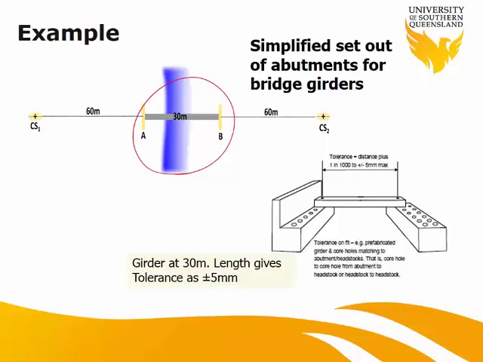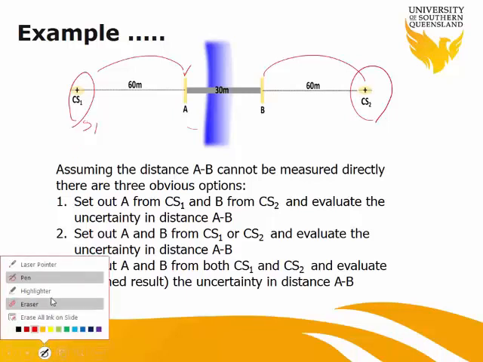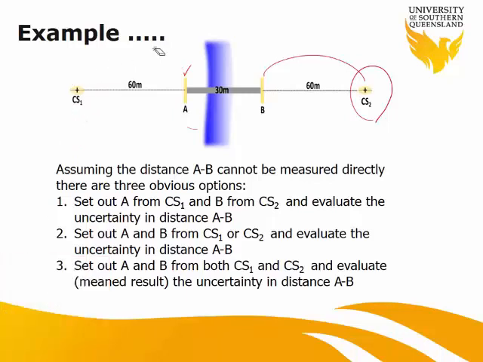Good. So let's have a look at this one. Assuming the distance between A and B, we say we can't measure the distance from A to B directly. What are our options? The first option is we set up our S1, station 1. We set out A from station 1. The next one is we set up at station 2. We set out B from station 2. So A from station 1, B from station 2. So if I remove that, what is the next option?